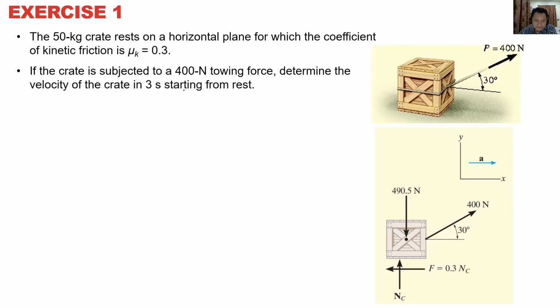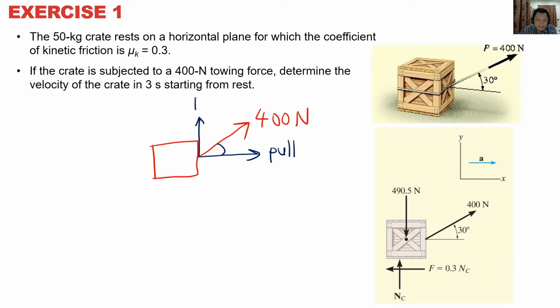So previously, we see something like this. This box is being pulled like that. 400 Newton. So the good thing when you pull something like this is you are pulling it like that and you are lifting. This is pull, right? Pull. This is lift. So when you pull and lift, your mg is like this. Your normal is reduced.